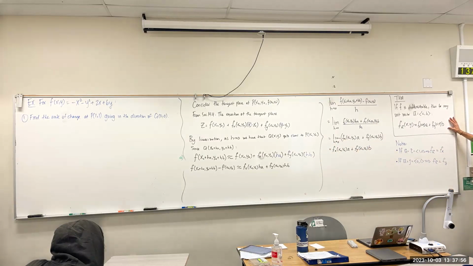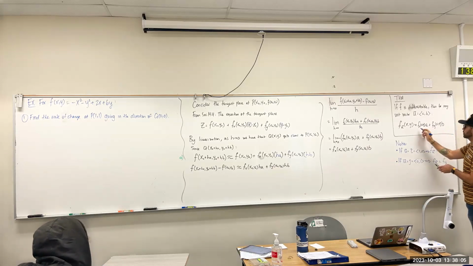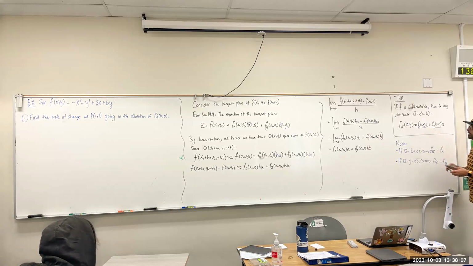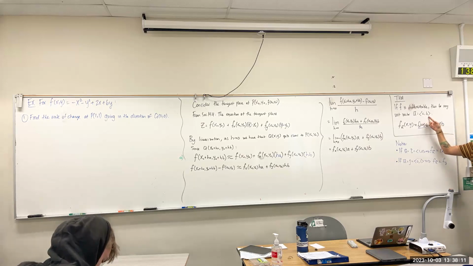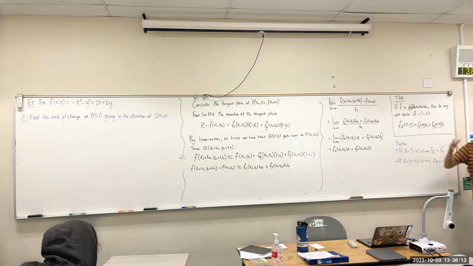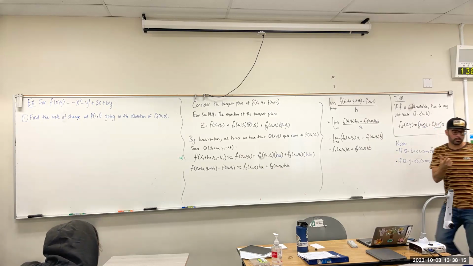Let's just do a little strategy plan here. What are the things that we need? We definitely need the partials. What else do we need? We need the unit vector in the direction from P to Q. So we don't have a vector. They just tell me the direction, but I don't have an actual unit vector.